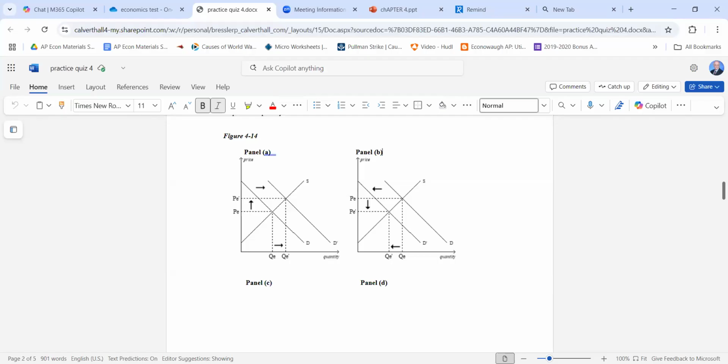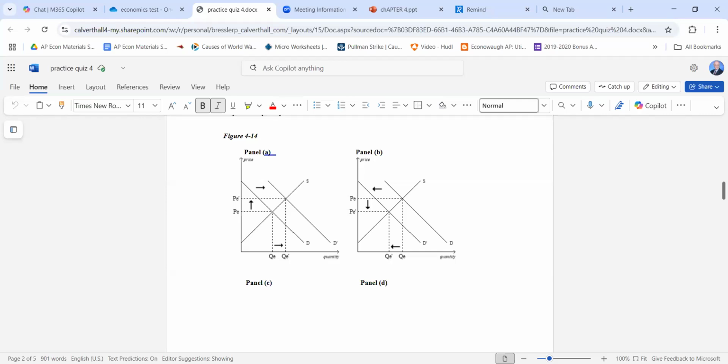Taste and preference would be things that are in style, things that go out of style. Health: if the United States says bananas are unhealthy, the demand for bananas is going to go down. Okay? Income. Now, remember, income is divided into two types of goods, normal and inferior.